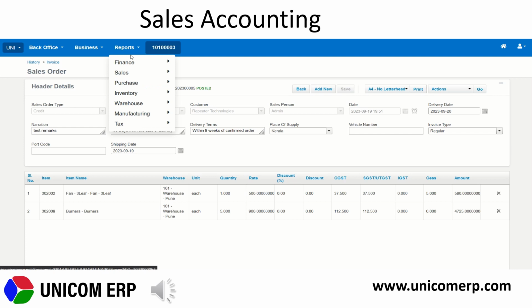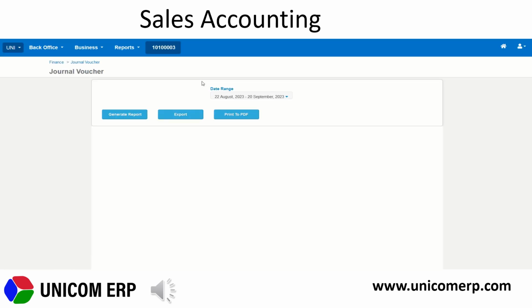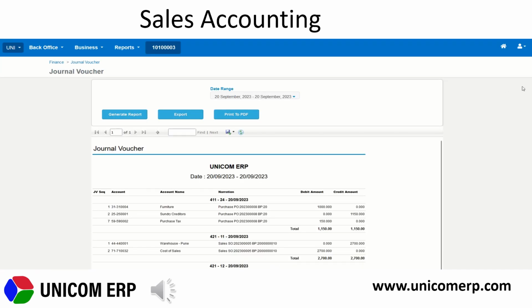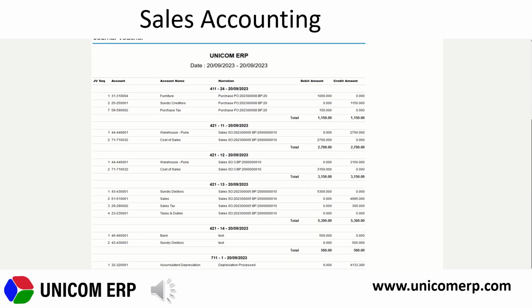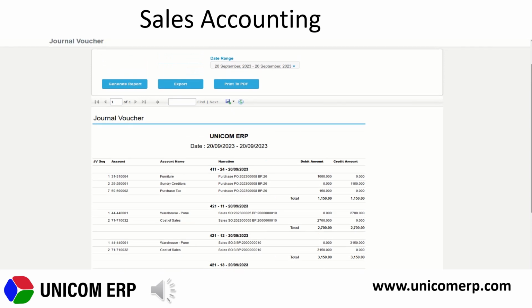Accounting entries for the sales order can be viewed from the Reports, Finance, Journal Voucher menu option. Normally there will be two sets of entries for a sales order: crediting inventory and debiting cost of sales at cost price of the item sold. The other entry is crediting sales ledger account, crediting VAT payable ledger account, and debiting cash or accounts receivable.